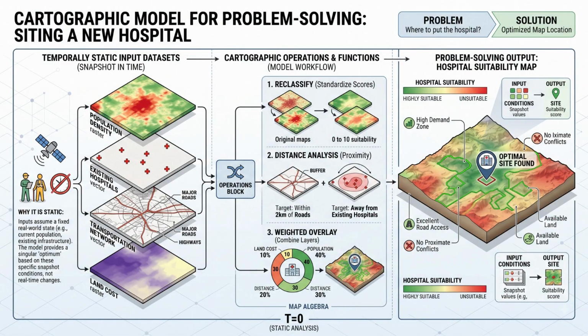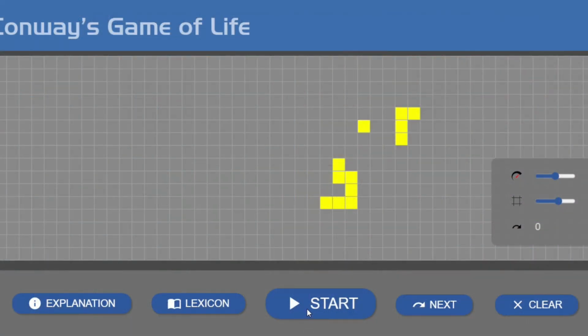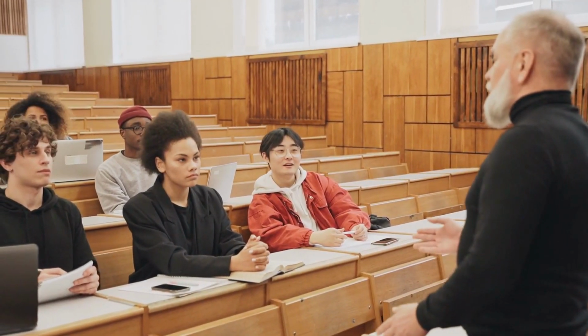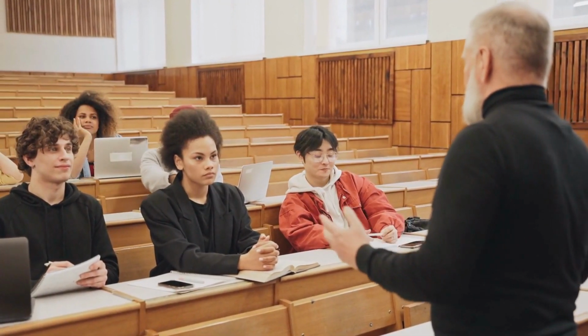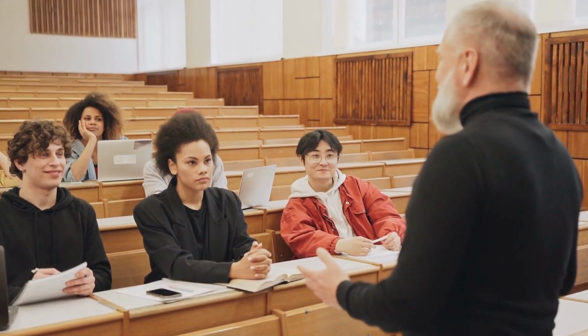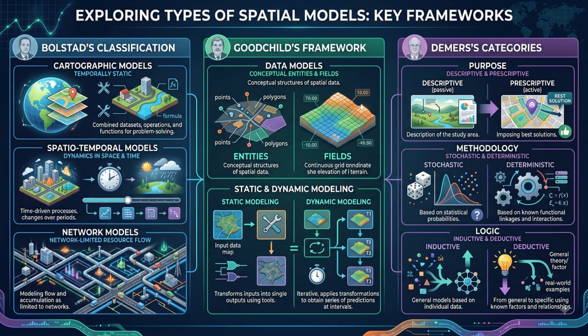So to recap, we have static cartographic suitability, continuous simple equations, and dynamic spatio-temporal simulations. Which all makes intuitive sense to me, but the GISP exam doesn't just test intuition, sadly. No, it definitely doesn't. It tests academic theory. Specifically, the definitions and frameworks proposed by three foundational GIS authors, Bolstad, Goodchild, and Demers. This is the part that trips everyone up.